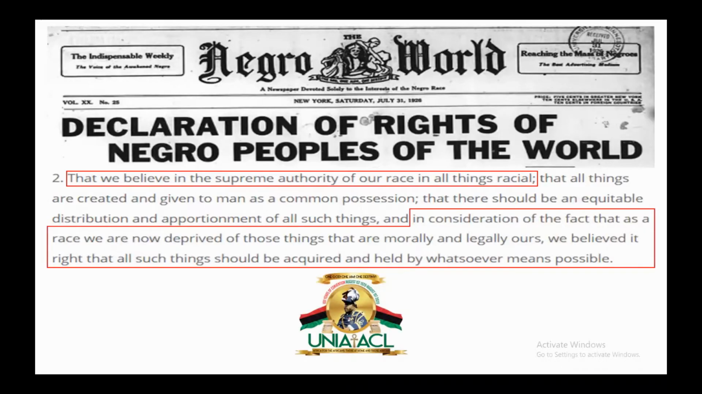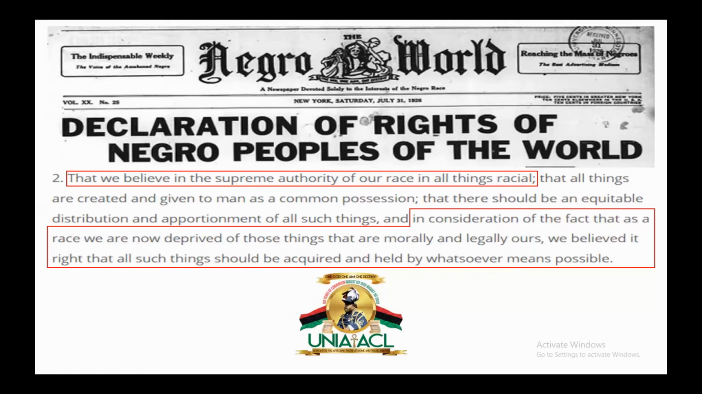So is there any difference between those movements and the UNIA? Could they have been influenced? But of course, without the UNIA ACL, you wouldn't even have that discussion. We have put together in the Declaration of Rights of Negro Peoples of the World, Declaration number 2, it said that we believe in the supreme authority of our race in all things racial, that all things are created and given to man as a common possession, and that there should be an equitable distribution and apportionment of all such things. And in consideration of the fact that as a race, we are now deprived of those things that are morally and legally ours, we believe it right that all things should be acquired and held by whatsoever means possible.